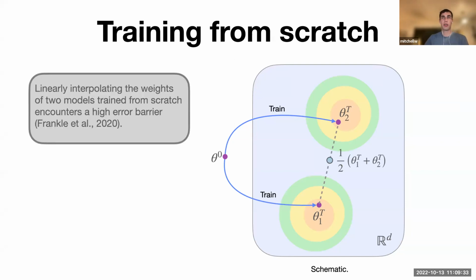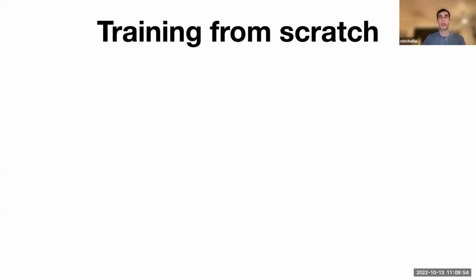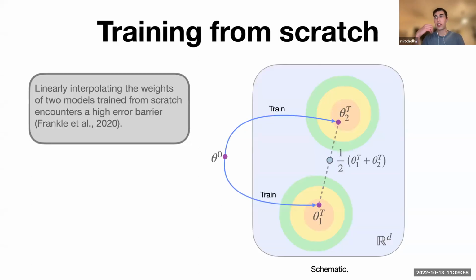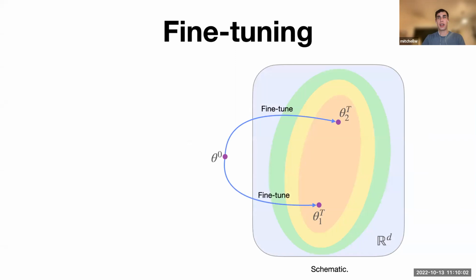This is an observation which has been made a lot of times. Recently, one paper by Frankle, where they run this experiment, shows that linearly interpolating the weights of two models trained from scratch is going to encounter this high error barrier. So this is training from scratch, but fine-tuning is going to look completely different. We repeat this experiment. Instead of training from scratch with two different seeds, we now consider fine-tuning with two different random seeds. And it looks like this.